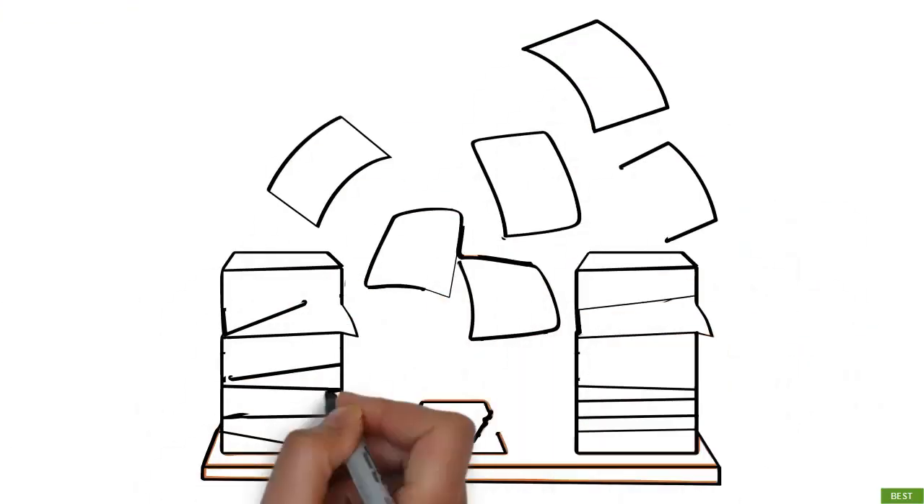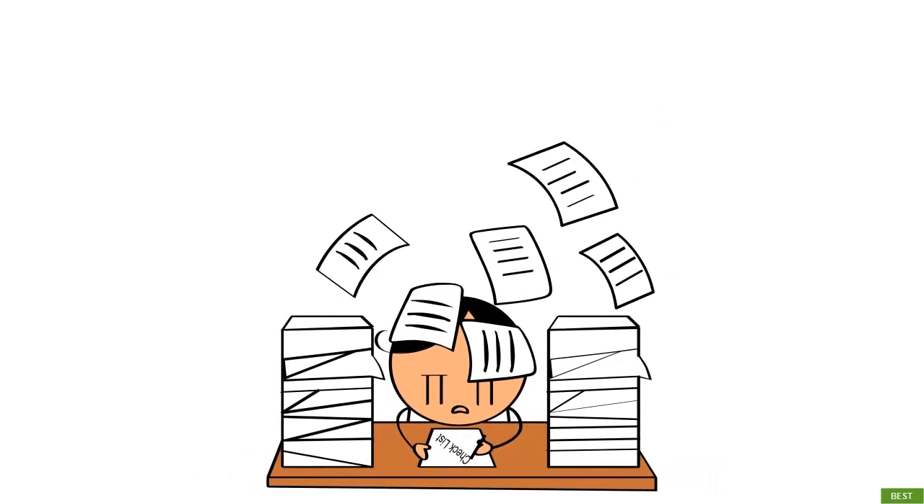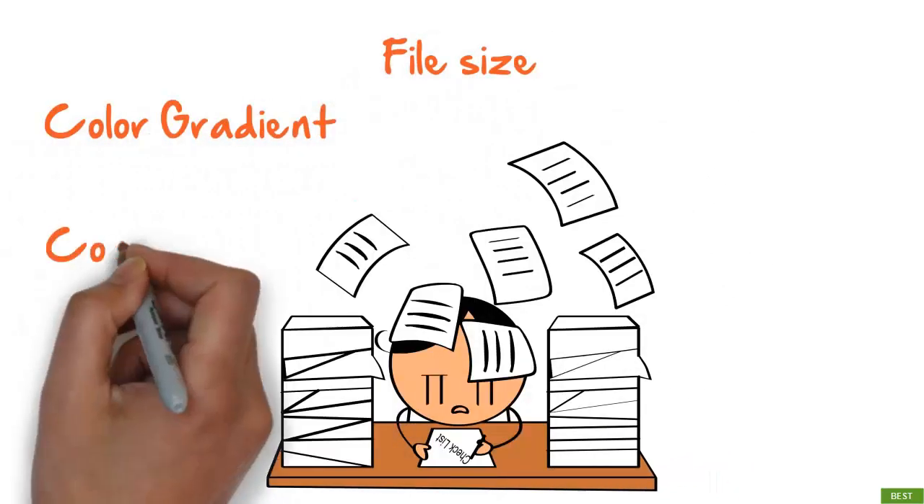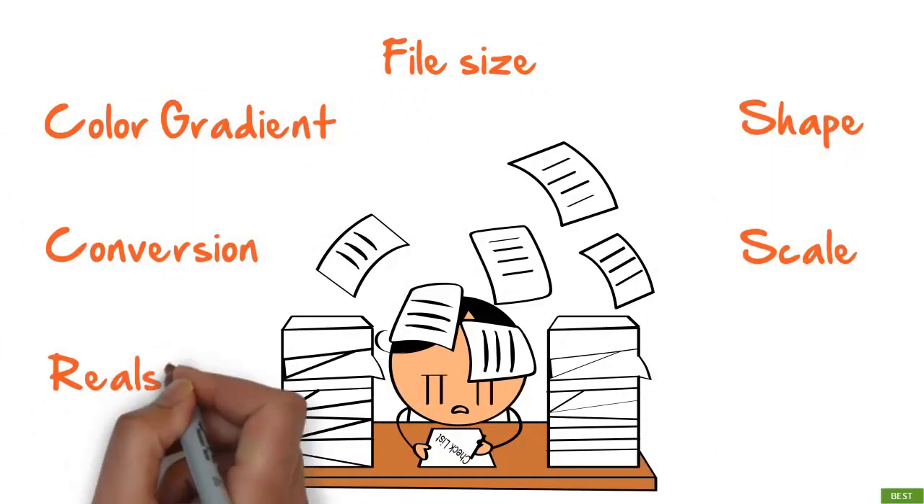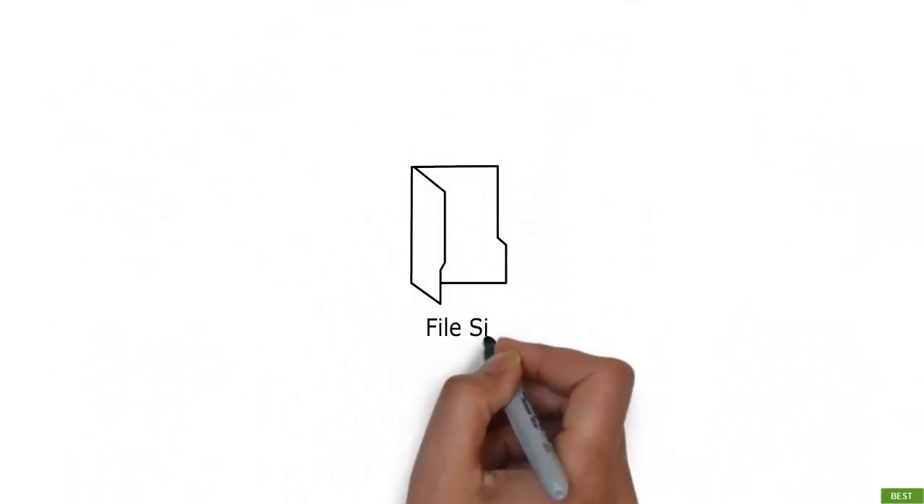Tuna spent the whole day reading about vectors and bitmaps. This time was really helpful, as she made a checklist that will help her to know the families of Edward and Tony, depending on file size, color gradient, conversion, shape, scale, realism, and format. She started with the file size.